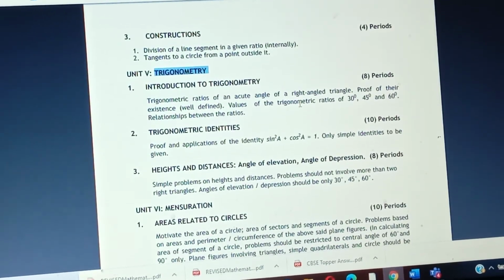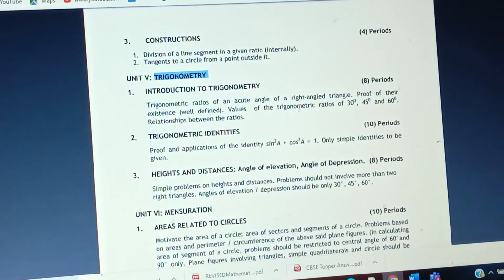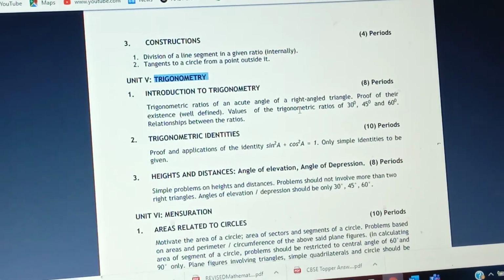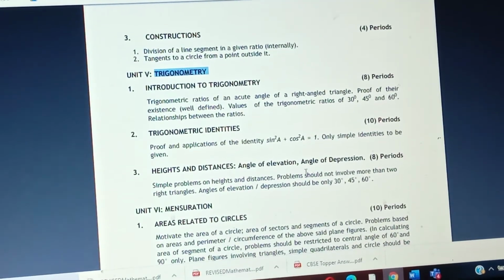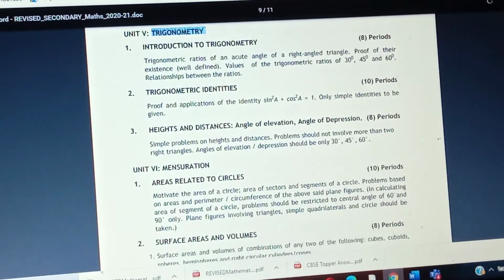Not many changes are there in heights and distances. It is the same because you will need it for your physics in the current year as well as in the next year. So I hope things are clear to you.